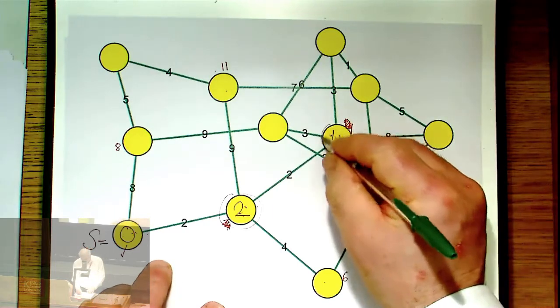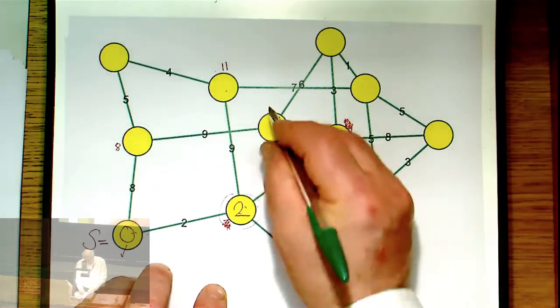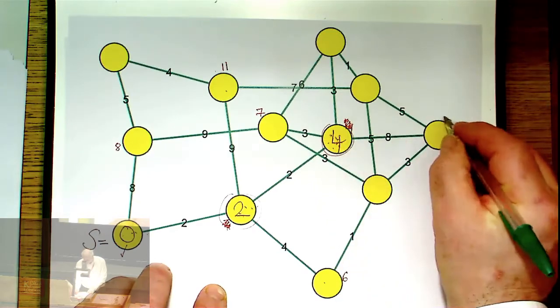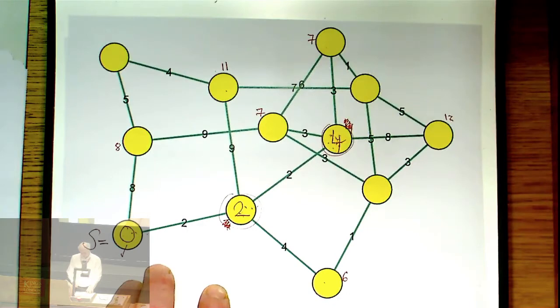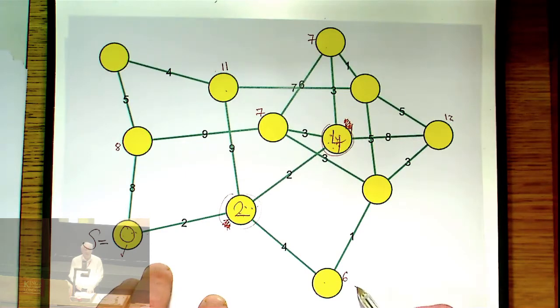Now I'm at this vertex, and I use this to scan adjacent vertices, so the 4 plus 3 will give me a 7. This has been done. 4 plus 8 will give me a 12. 4 plus 3 will give me a 7. And that's it. Now look at the remaining numbers. What's the smallest one? It's the 6, right? Agreed? So 6 goes permanent.